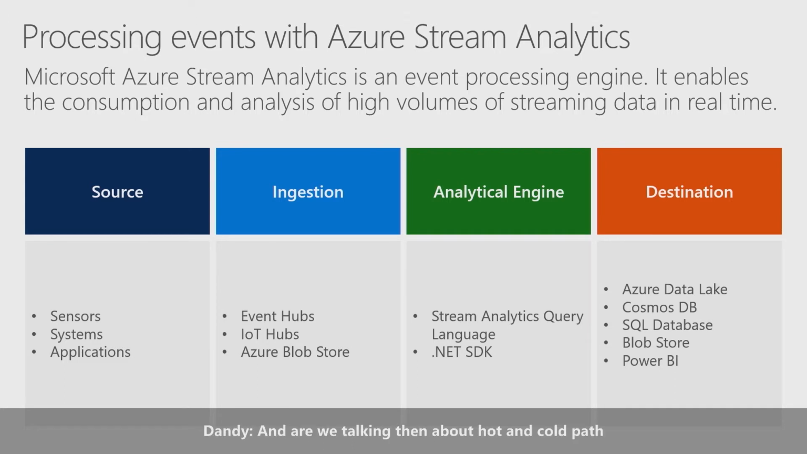Are we talking there about hot and cold path scenarios as well? That's a really good question. No, we're focusing more just on hot path here, because other modules focus on what might be viewed as cold path. For example, Module 2 with Data Lake Store, where you don't necessarily need the data right now. So we've just kept it on a live path. I'm glad you've raised that.